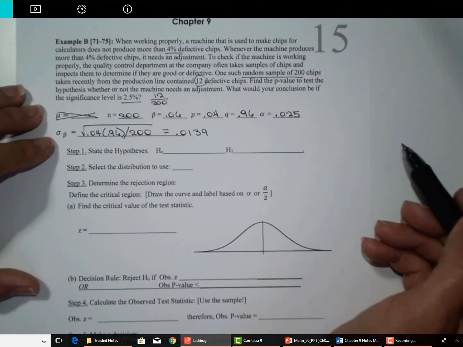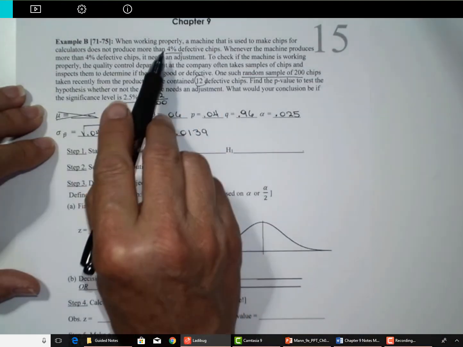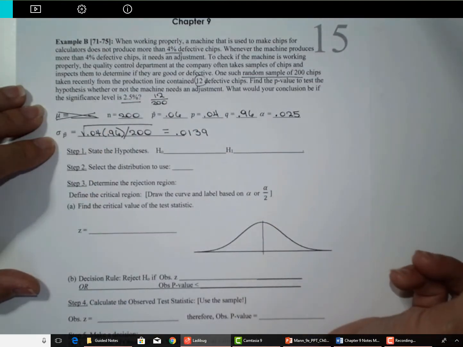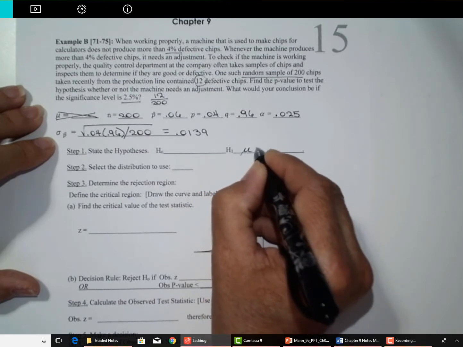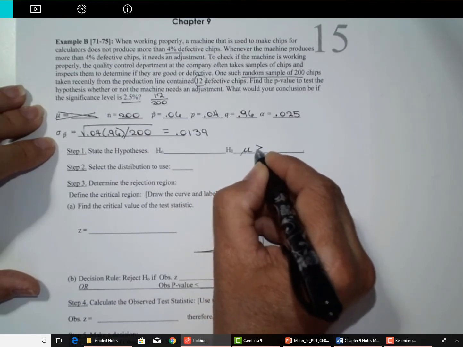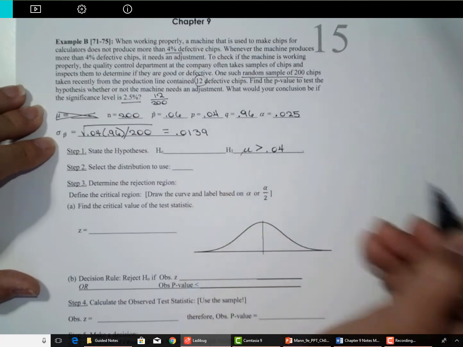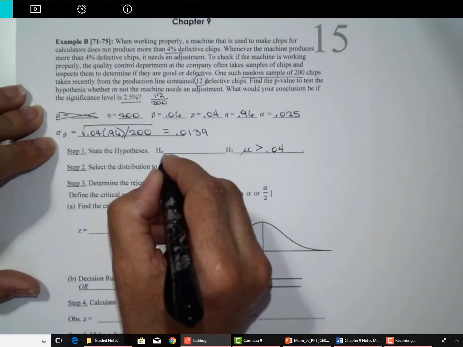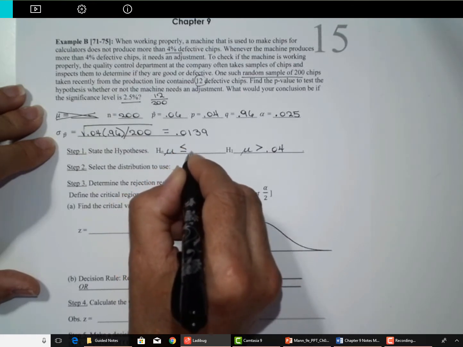Let's look at our hypothesis. What is the company interested in? Well, it's interested in making adjustments if it has more than a 4% defective rate. So it's interested in seeing if the average rate, the proportion, is greater than 0.04. They don't want to do anything if the proportion is 0.04 or less.